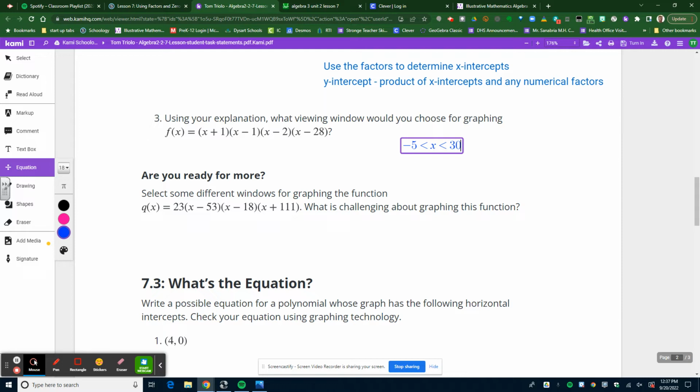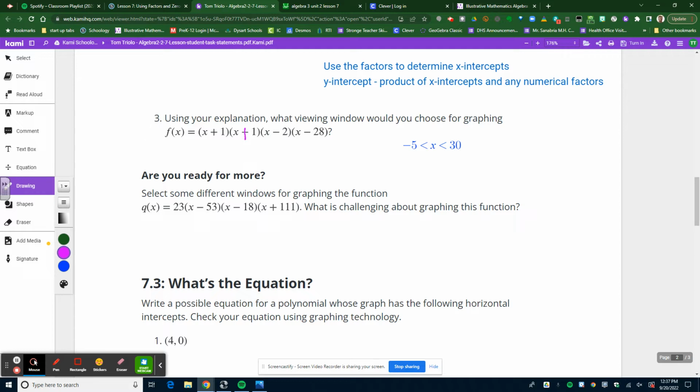How many intercepts will I have? I got 4 factors, and they're all different. So I should have 4 intercepts. Say this was x plus 1. Well, now that's x plus 1 twice. And now how many x-intercepts do I have? I don't have 4. I'm down to 3 because this one's going to repeat.